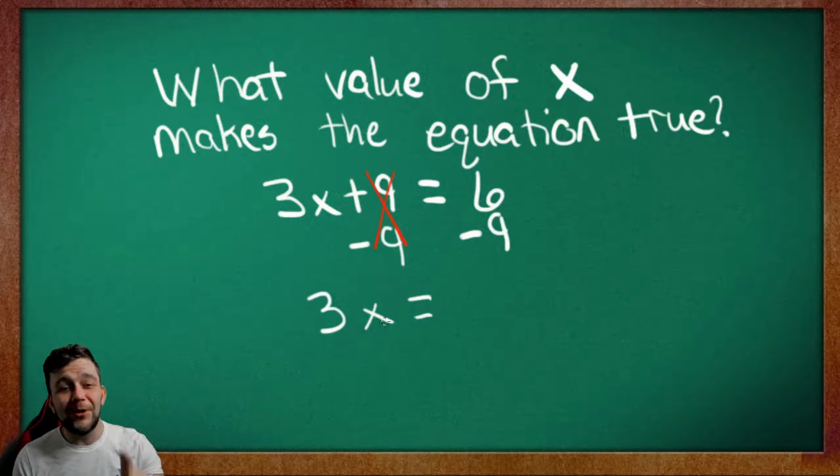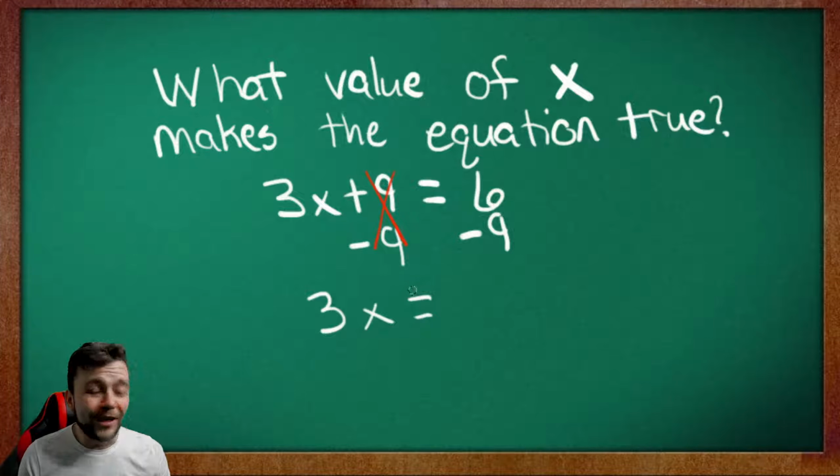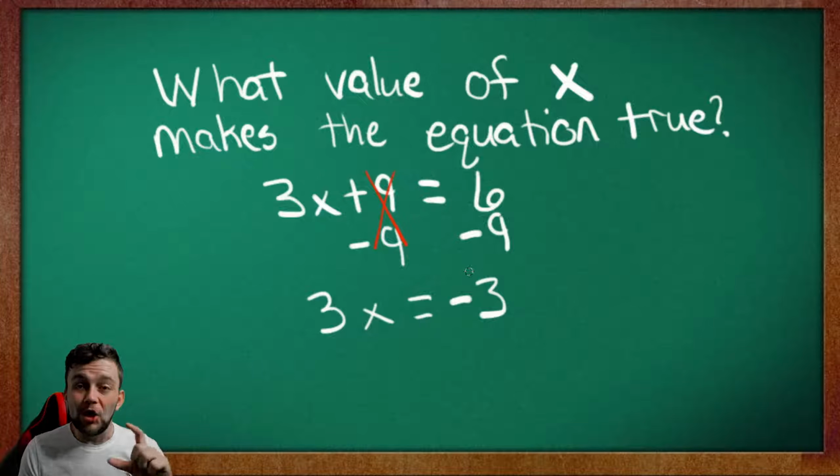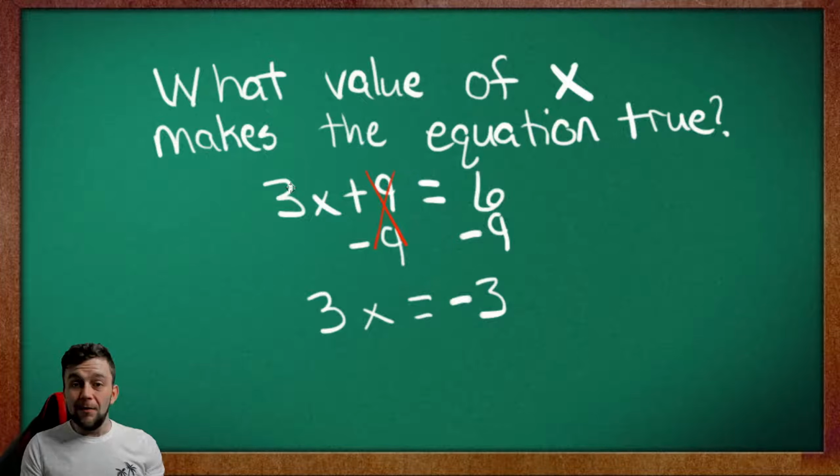So you're $3 in the hole. Not a good position to be in. But the way to represent that mathematically is -3. So our new equation is 3x equals -3. Now, what's happening between the 3 and the x?